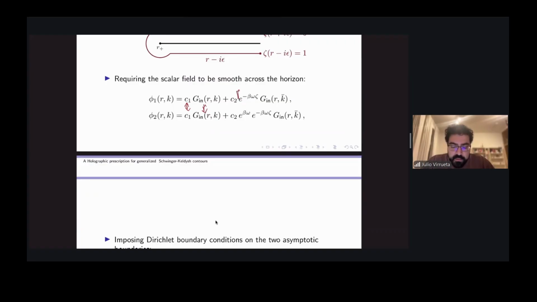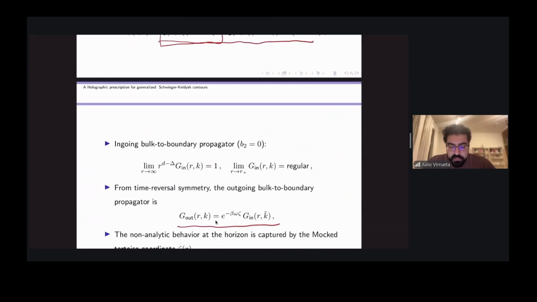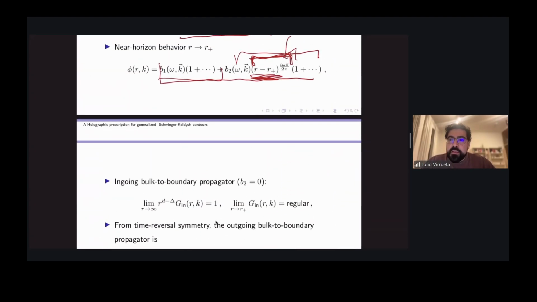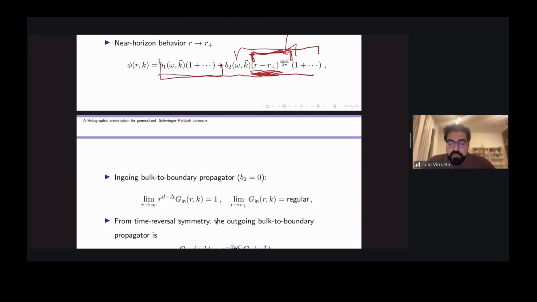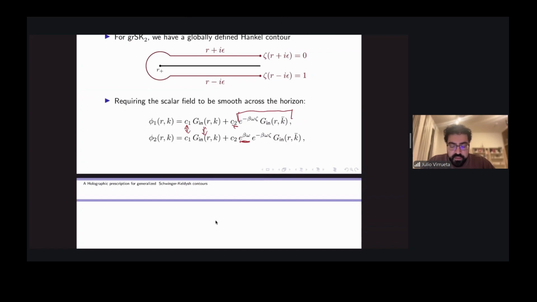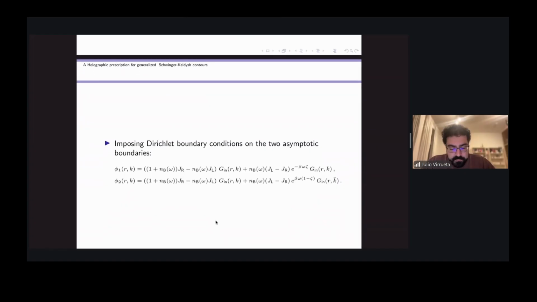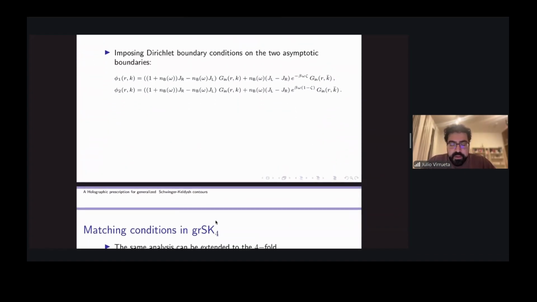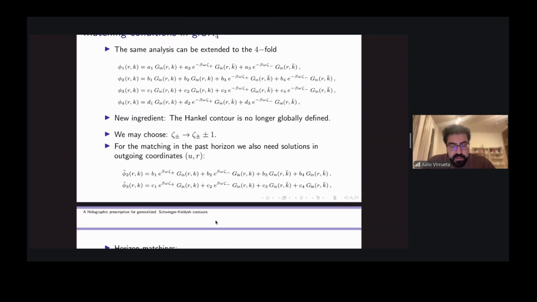This one, the outgoing propagator, is not smooth. It has this phase. But in the case of the gravitational Schwinger-Keldysh 2, I have this Hankel contour, which tells me how to analytically continue the radius. So I just produce a phase, right? So this has to change to this from one side to the other one. And then you can impose the Dirichlet boundary conditions to read off the sources, and this is your solution in a gravitational Schwinger-Keldysh 2. The story for gravitational Schwinger-Keldysh 4 or n is the same.